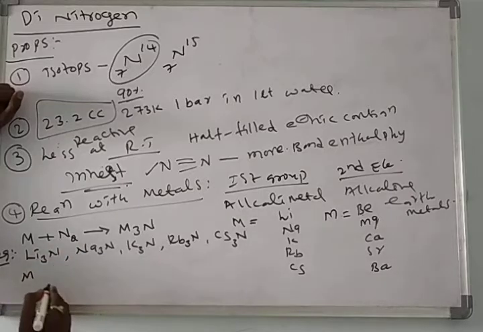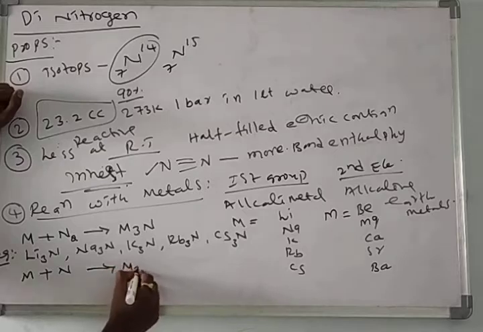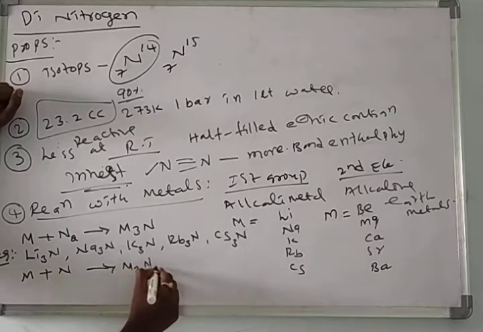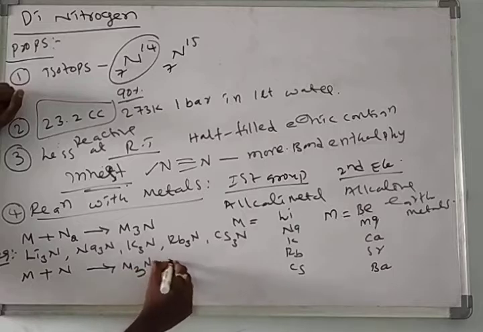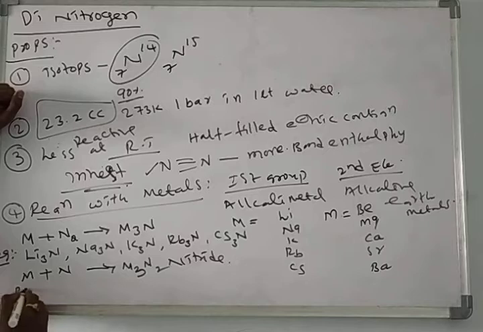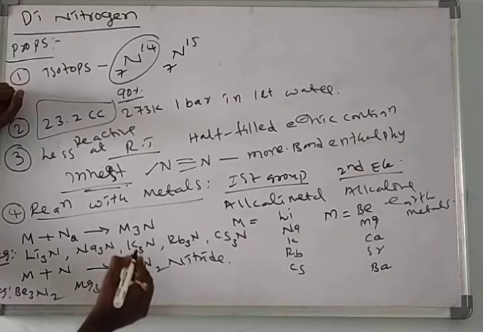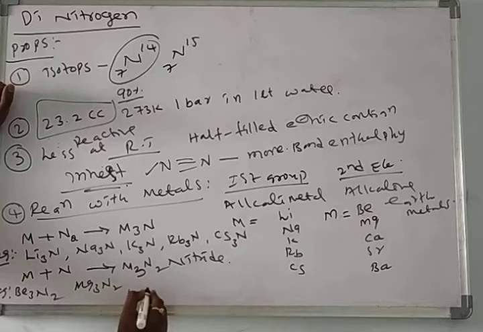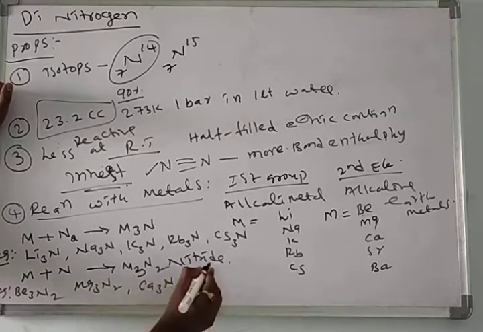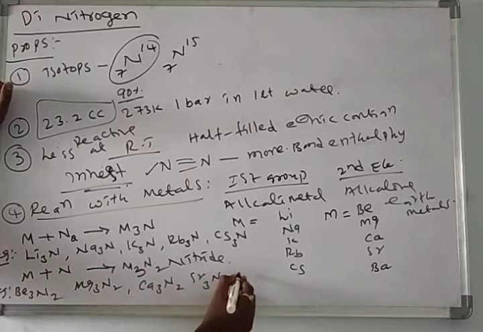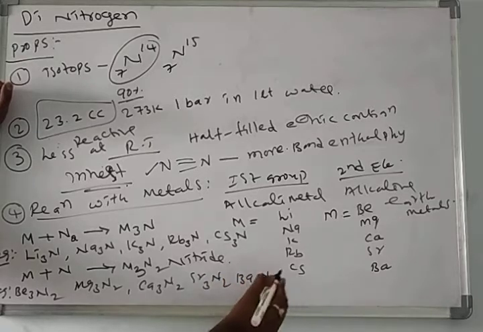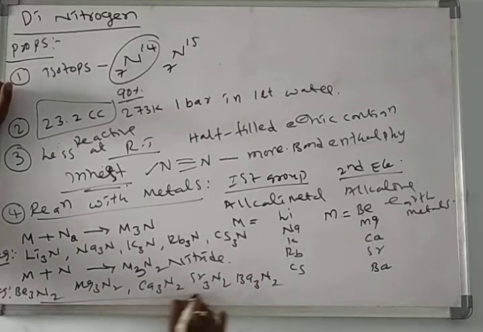Second group element nitrides: M reacts with nitrogen and forms M3N2 type nitrides. For example, Be3N2. Mg3N2, magnesium nitride, is one of the important nitrides. Calcium nitride is also one of the important nitrides. Strontium nitride and barium nitride. All these are the important nitrides of second group elements.